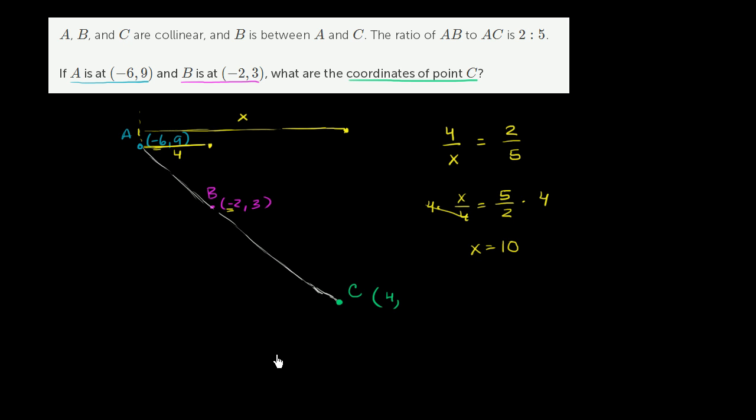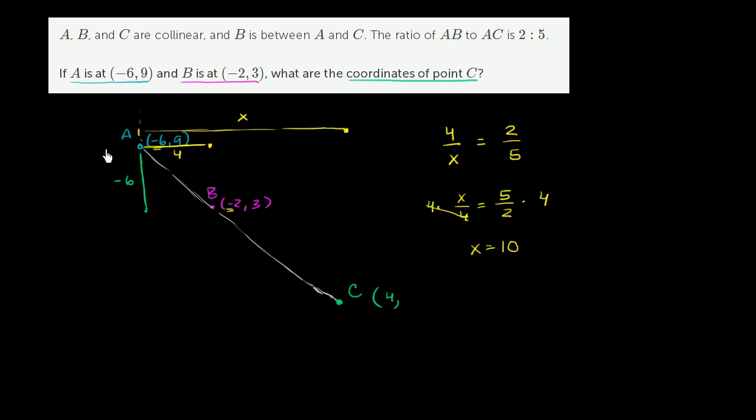Now we just have to do the same thing for the y. What is the change in y going from A to B? Here we go from 9 to 3. We've gone down 6. Another way you could say it is 3 minus 9 is negative 6. To find the change, you're taking the end point and subtracting from that the starting point. Negative 2 minus negative 6 was positive 4, and 3 minus 9 is negative 6. Or you could just look at it. We've gone down 6, so we can write negative 6 here.